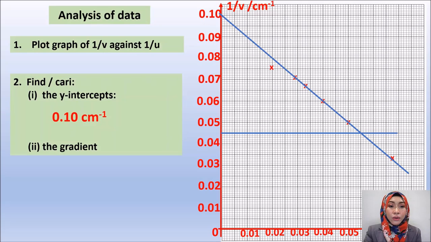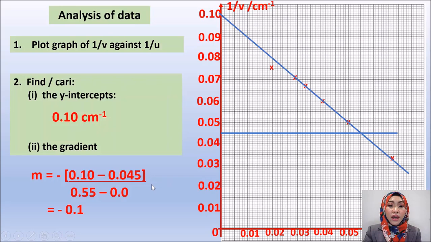Next, you have to find the gradient. Before you do the calculation, you have to draw a very large triangle on the graph. Then you do the calculation by using the gradient formula. The gradient you obtain is -0.1.